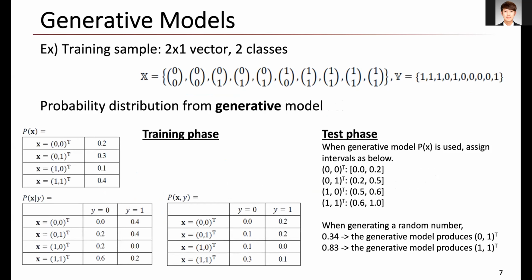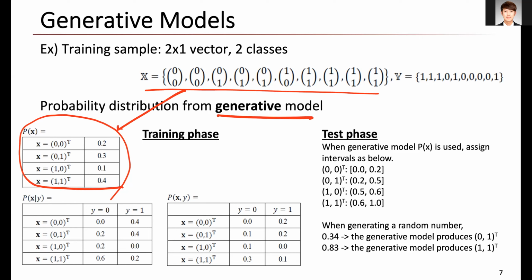What about the generative model? We can do many things, but today we will just focus on learning the probability of the input data X. So how can we make this kind of table? We can just count the number of samples. For X equal to 0.1, there are 2 cases, and there are 3 kinds of cases here and here and here. So we can easily make a P of X.